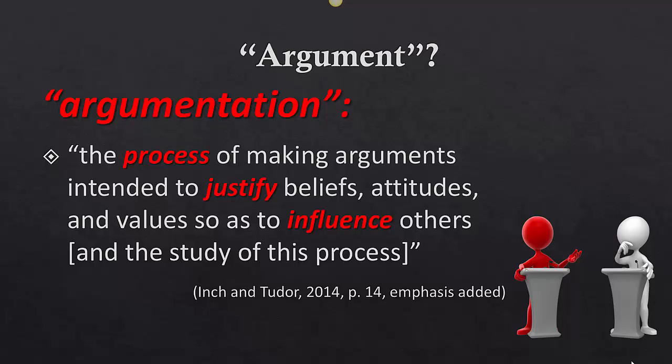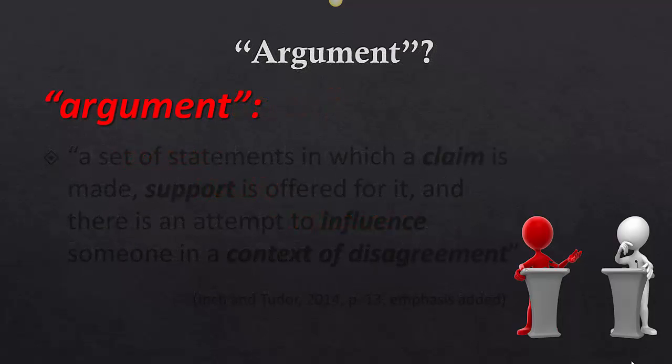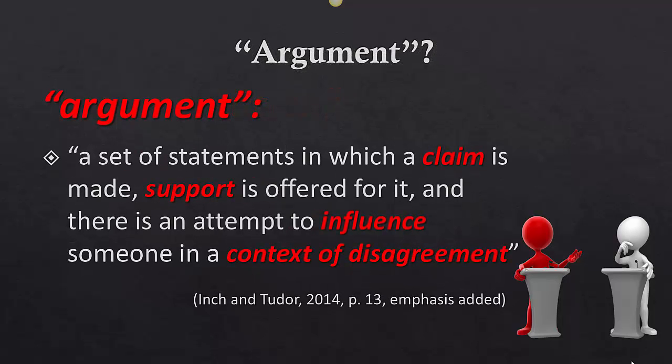So if I'm going to engage in this process of justifying beliefs to influence others, how do we go about this? That's where the basic definition of argument comes in. According to Inch and Tudor, an argument is a set of statements in which a claim is made, support is offered for it, and there's an attempt to influence others in a context of disagreement. We've talked about the influence piece before. What we need to do now is to look at these other elements, the claim, the support, and the context of disagreement, to see just how arguments are actually put together.